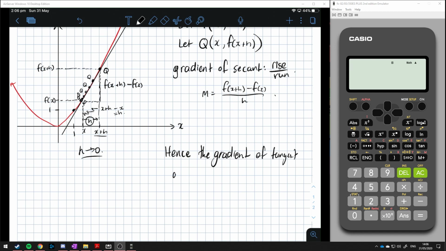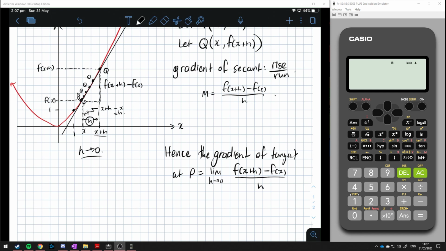The gradient of the tangent at P is equal to the limit as h approaches 0. This is our limit notation, and this is why it was very important to learn about limits. As that Q gets closer and closer, as that h gap gets smaller and smaller, we get f of x plus h minus f of x, over h. So the gradient of the tangent at P is the limit as h approaches 0 of f of x plus h minus f of x over h.